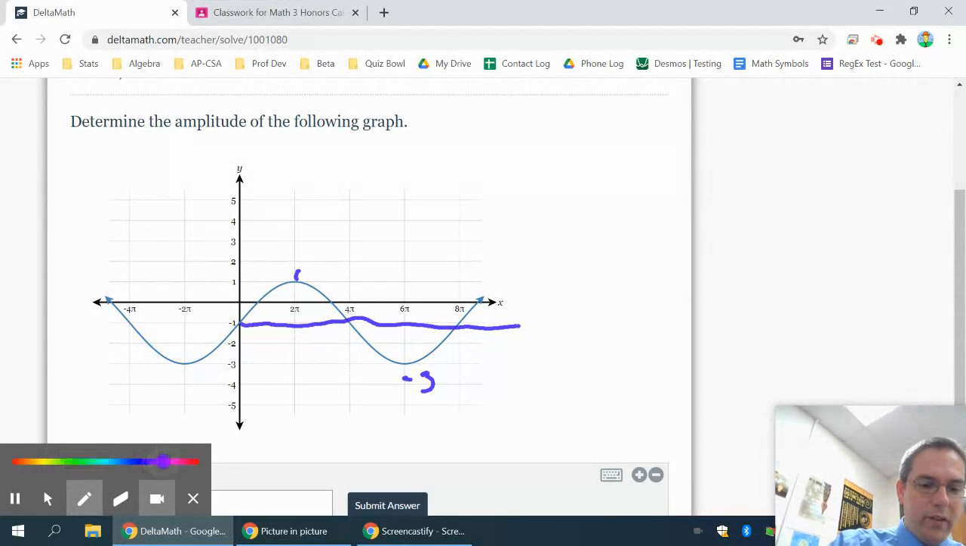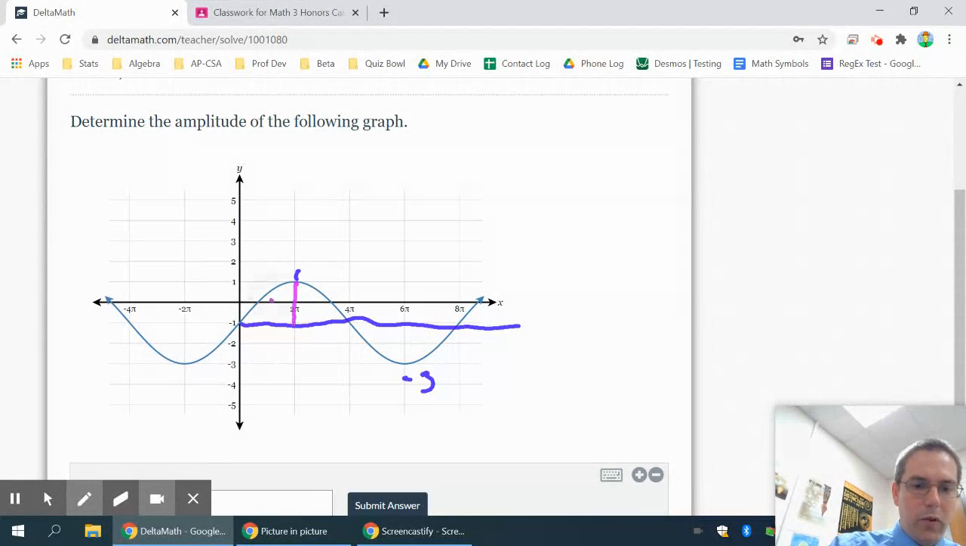Amplitude is the distance from that midline to the top. So the distance from 1 to negative 1 is 2. You can count on the graph, or you could do 1 minus negative 1 is 2, and that gives you your correct answer for the amplitude.